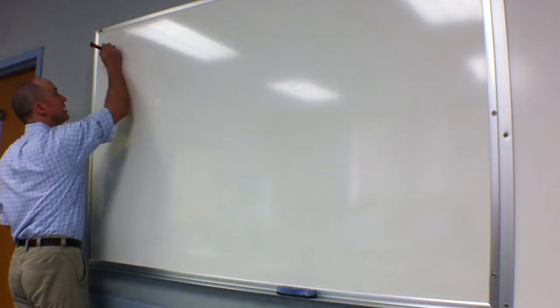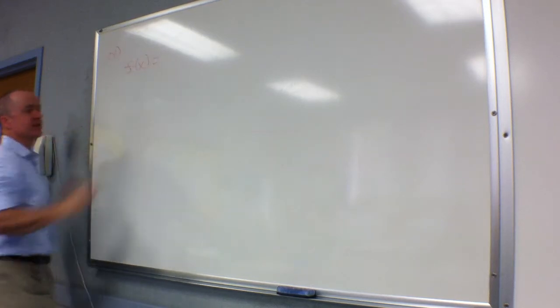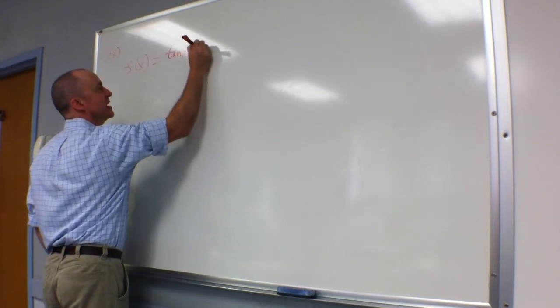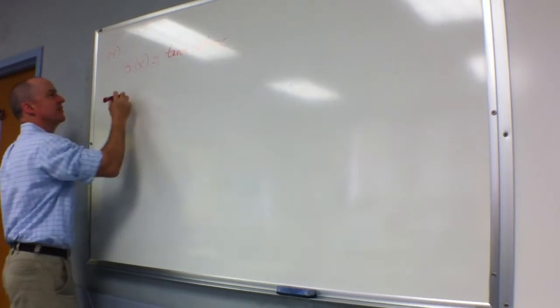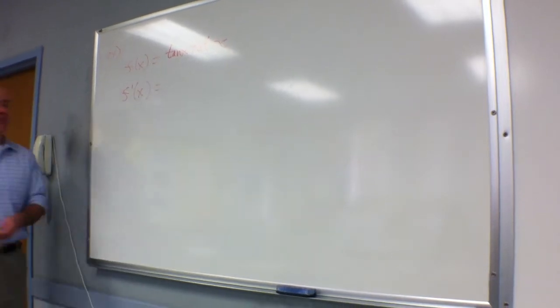So, for example, here's a derivative. If I have f of x equals... another dead marker. That's not what f of x equals. Some of these may be trick questions. Tangent x times cotangent x. What is f prime of x going to be?